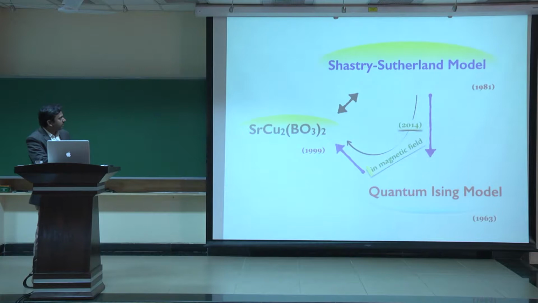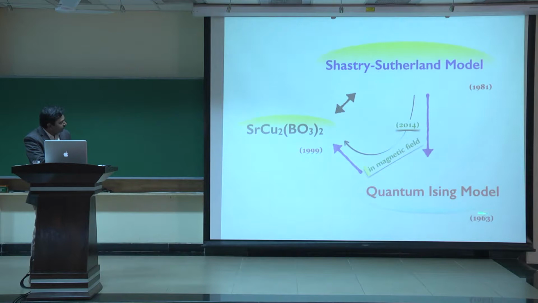Now, there is another very beautiful model, which was actually proposed before any of these things, a quantum Ising model, which is basically an Ising problem, spins which could be up or down, interacting via classical Ising interaction, and then you turn on a small quantum fluctuation, which is through the transverse field, for instance. And what we realized, over the last year or so, is that this problem, in the presence of magnetic field, which is what people have been interested in for almost 15 years, to understand the magnetization behavior of this compound.